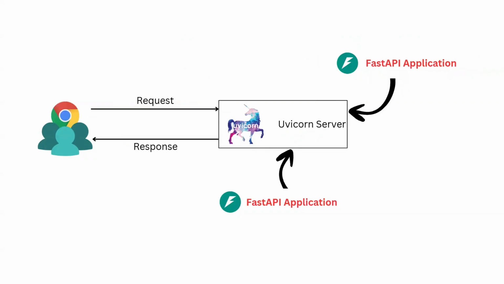But Uvicorn is the engine that actually runs your FastAPI app, listens to the incoming request and sends back the response. So if you are sending a request, it will go to Uvicorn. Uvicorn will call the FastAPI code or that particular API, it will process it, and then Uvicorn will return the response.